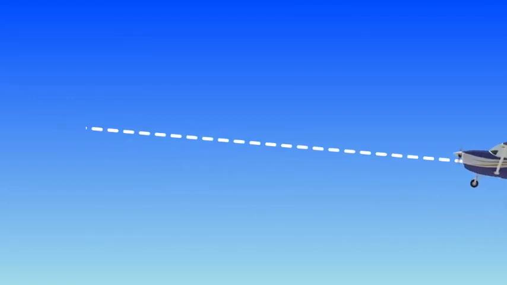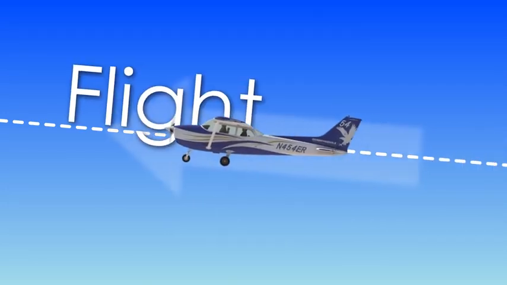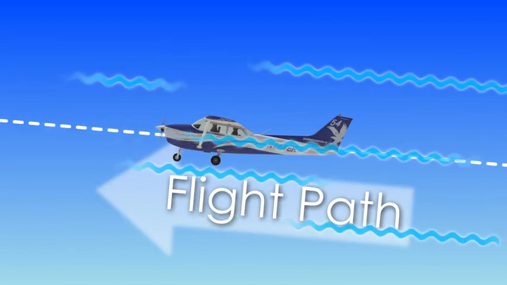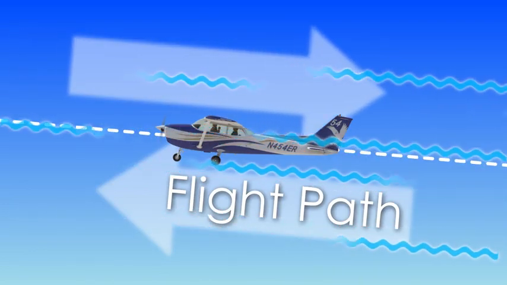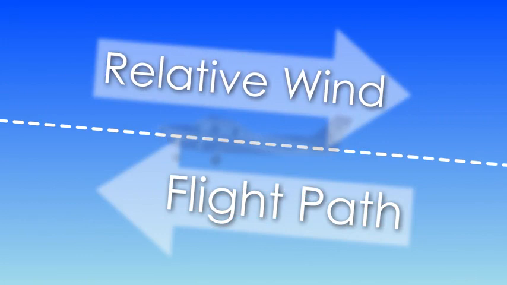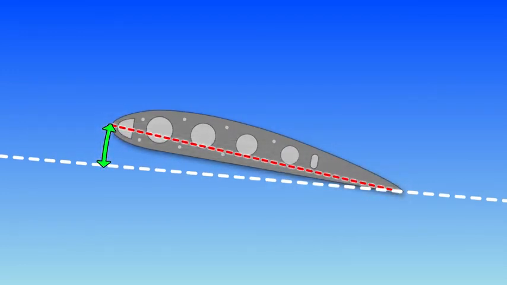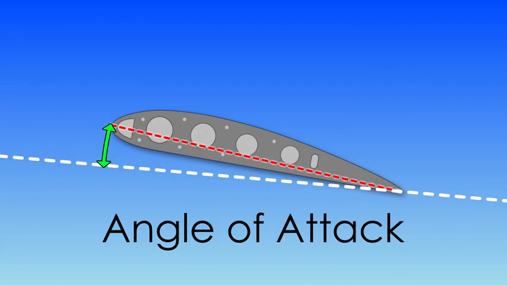As an airplane flies through the air, the path that airplane travels along is known as its flight path. The airflow that flows around the airplane as it travels through the air is known as the relative wind. The relative wind is parallel to, but opposite, the aircraft's flight path. The angle between the chord line and the aircraft's relative wind is called the aircraft's angle of attack. The angle of attack is a major factor as to how much lift the wings generate.